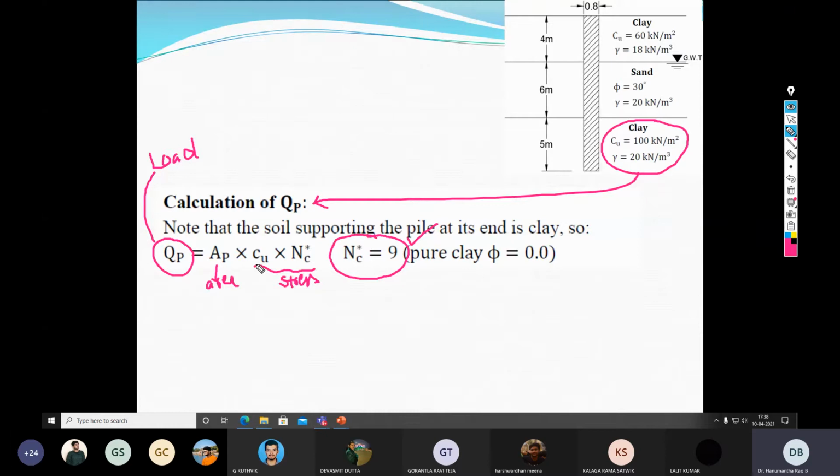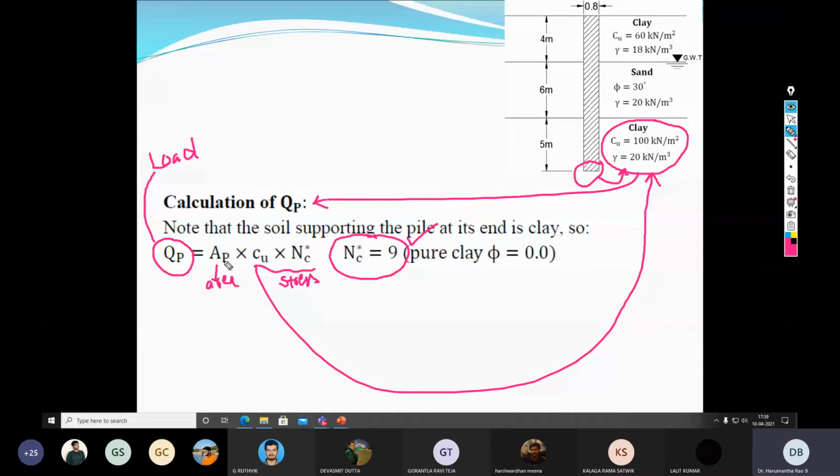What value of the Cu shall be considered? 60 or 100? 100. So it is 100 because the pile tip is resting in clay whose cohesion is 100 kilopascals. So there should not be any secondary question. Okay. So somebody said very right. So Cu is 100 kilopascals because the pile tip is resting in this clay layer.